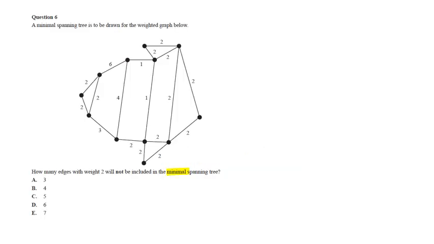Okay, so we need to do a minimal spanning tree, and we need to say how many edges with weight 2 will not be included. So let's just work out our minimal spanning tree and see what's left at the end. So we can start with this. There's a 1.